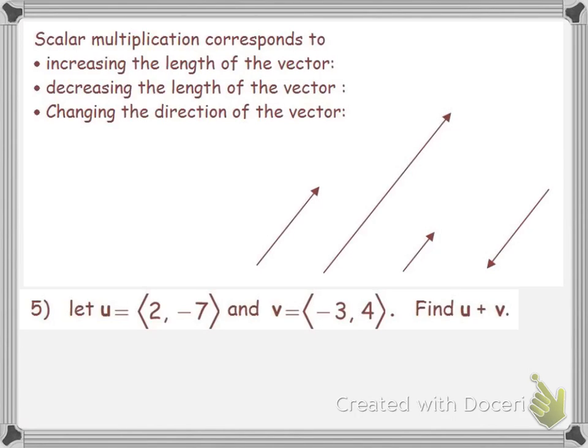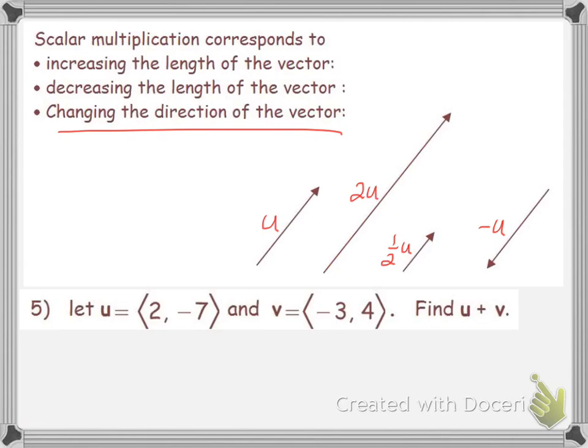So here we're going to talk about some of the scalar multiplication. It can do three different types of things. The scalar multiplication can increase the length of the vector, meaning the magnitude. It can decrease the length of the vector, or it can change the direction of the vector. So if this is my original vector u, in order to get this vector here, you'd have to do 2 times u. In order to get from u to this vector here, you would have to do 1/2 times u.